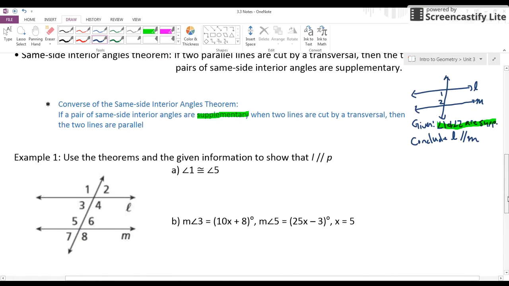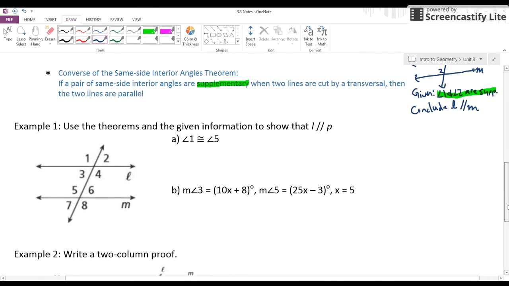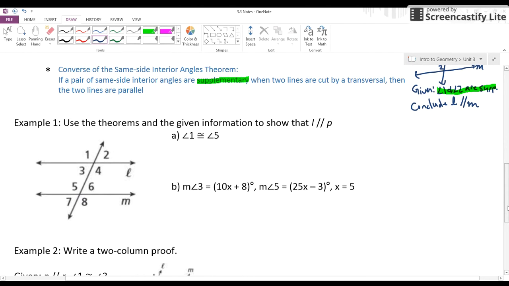Let's do a couple examples here, just using our theorems to show that the line L is parallel to M. So what you need to do here is, obviously, we're using these to prove lines parallel. We want to think about this as a proof, right? What information will help me find out that these two lines are parallel? So I have to go back and use one of those converses.